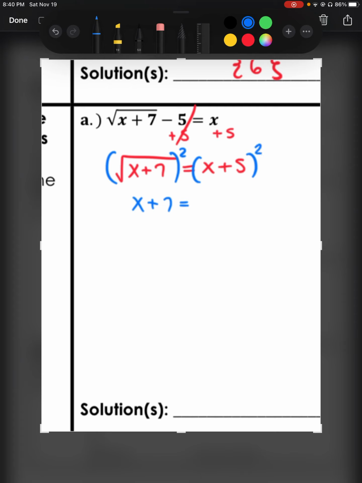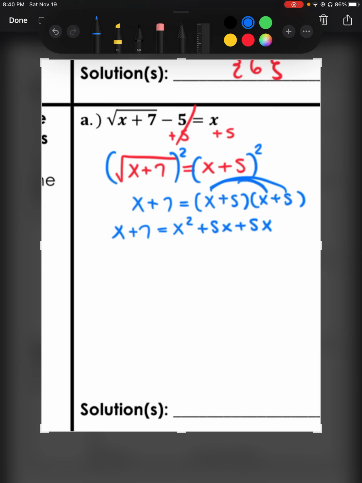Now here is a little bit of a dilemma. If I'm squaring this, it's a binomial. When I square a binomial, I have to use FOIL or the box method. If you'd like to use the box method, that'll also work here. First, outer, inner, and last. Combine like terms.